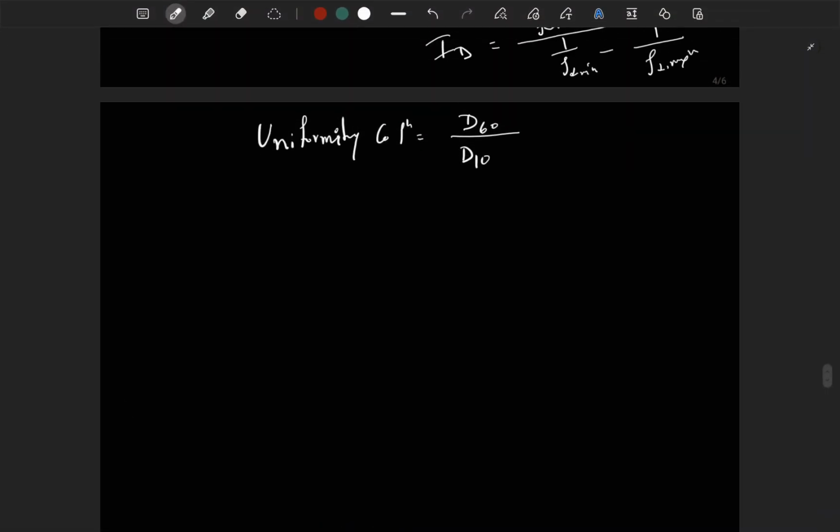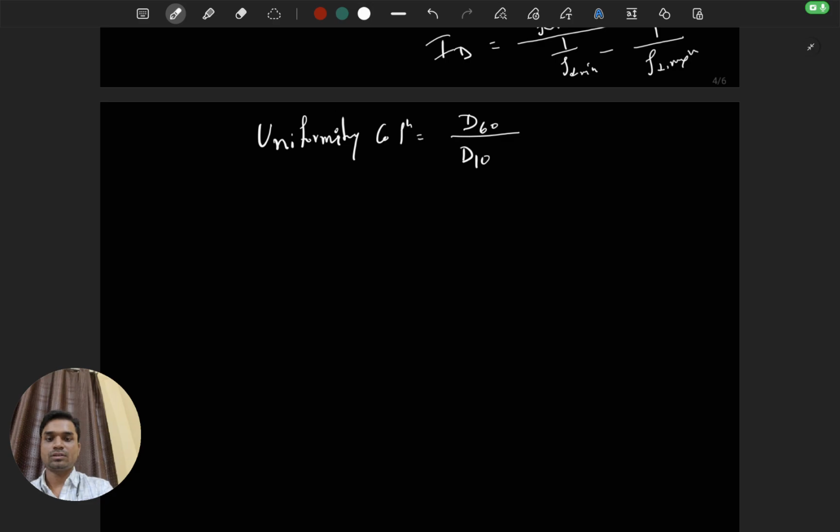Okay, then uniformity coefficient, then coefficient of curvature, cc. This is cu. cc is d30 square by d60 into d10. That's it.